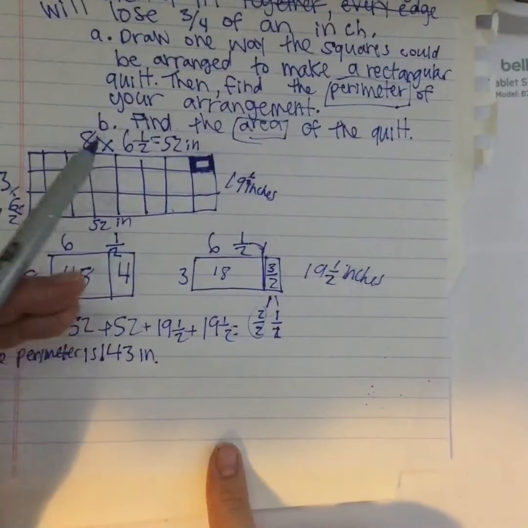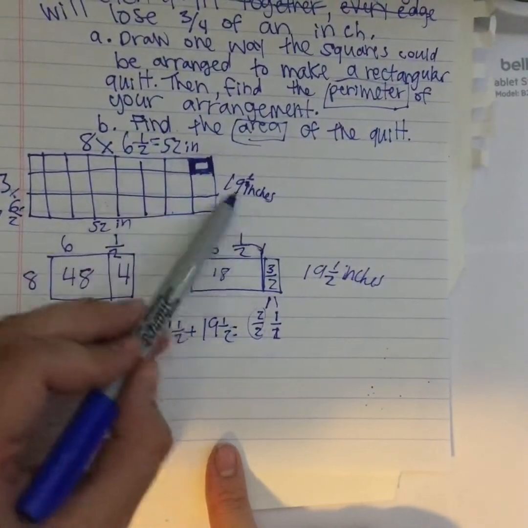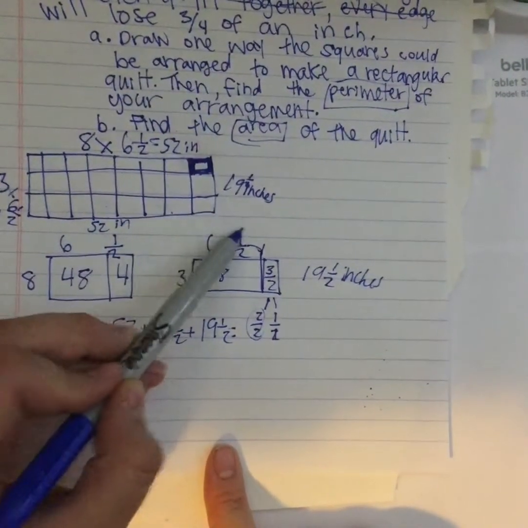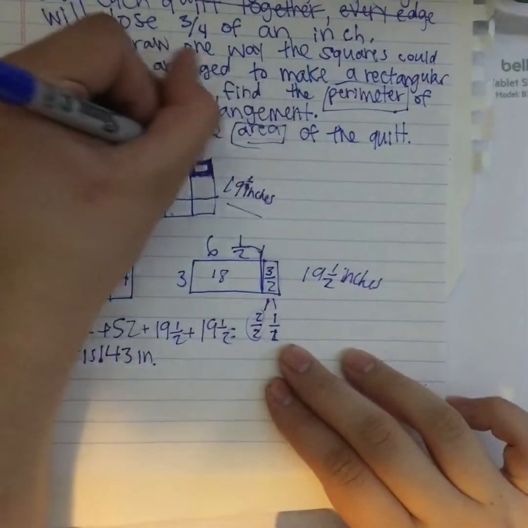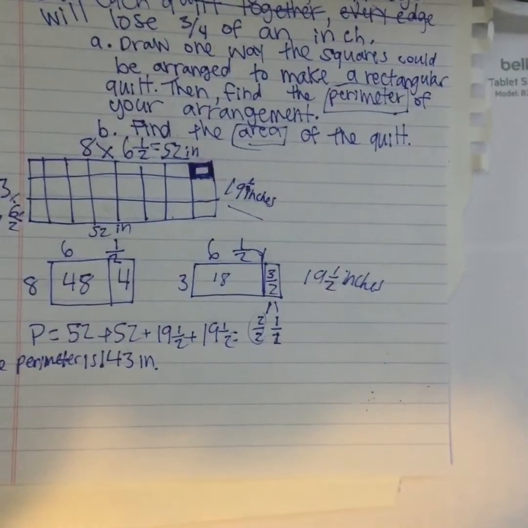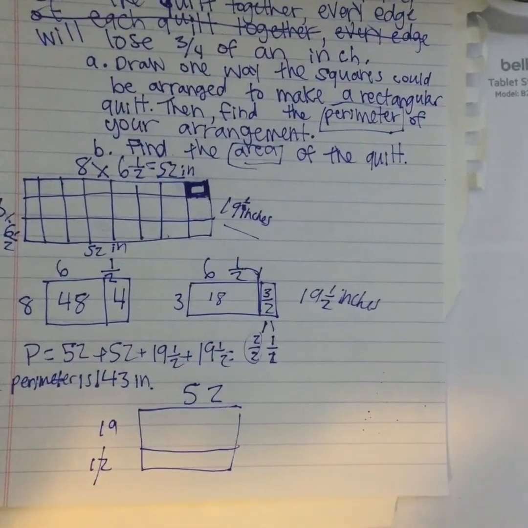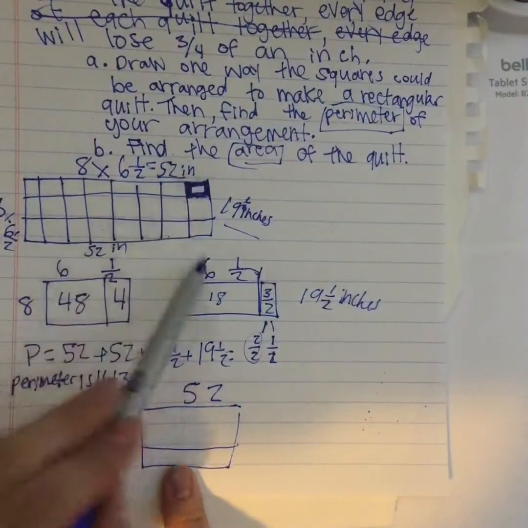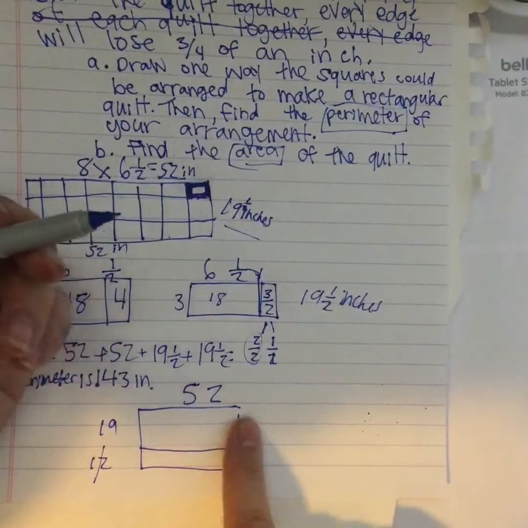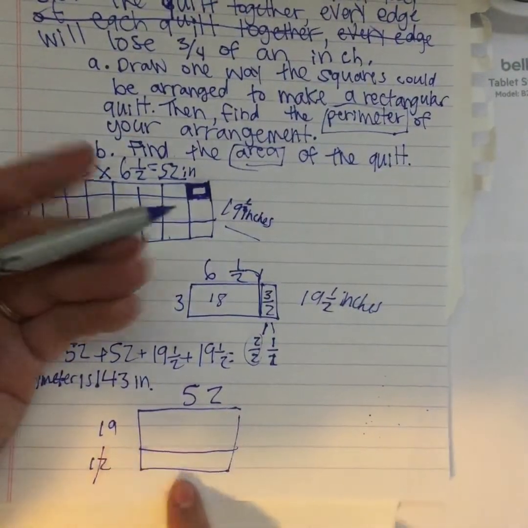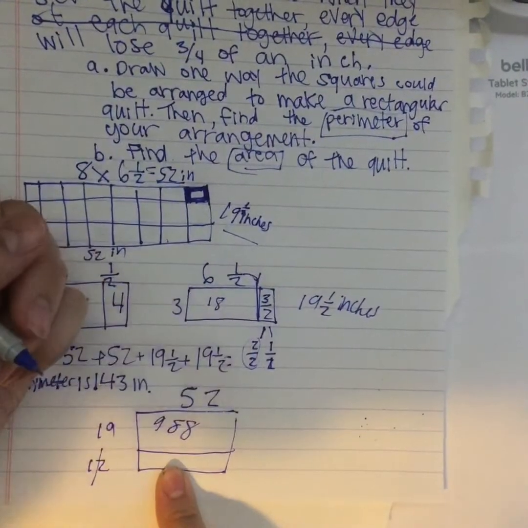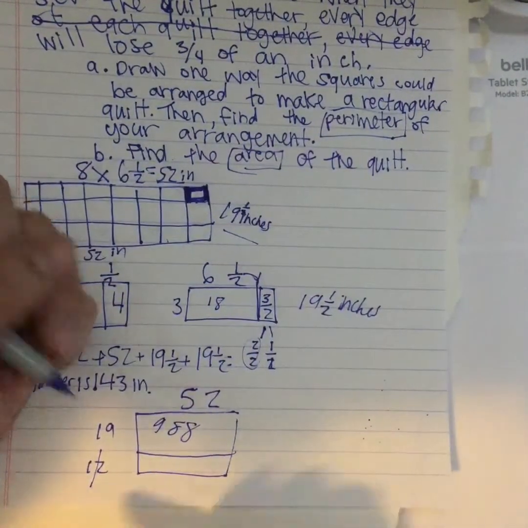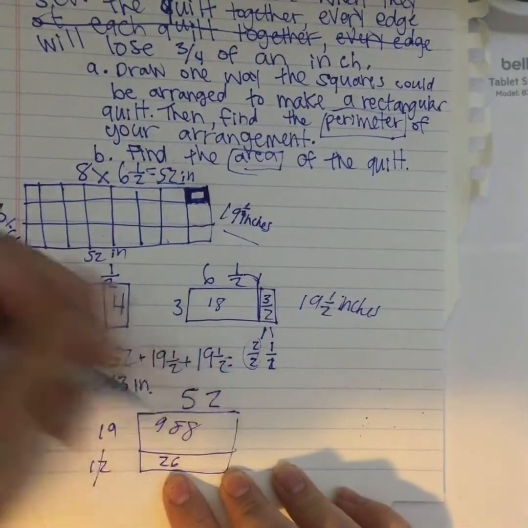Now when we're looking at area, we have two different ways we can solve this. I'm going to take the length here and the width here, because I already did that, and set up an area model for those two numbers. That's my first way. So my first way is to multiply that length times that width, which ends up being 52 times 19, which is 988, and 52 times 1/2 is 26.